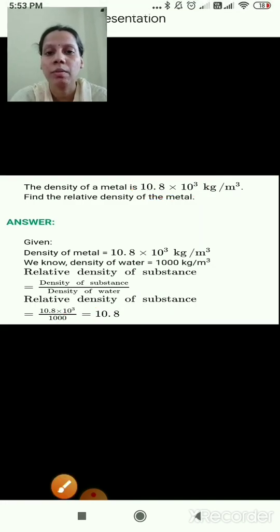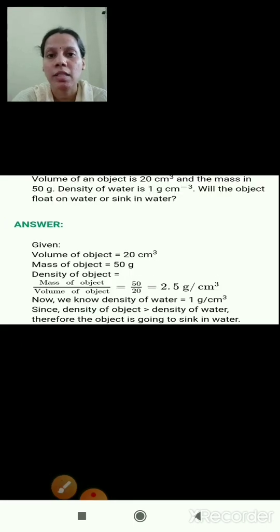Now the next sum. Volume of an object is 20 centimeter cube and the mass is 50 gram. Density of water is 1 gram per centimeter cube. Will the object float on water or sink in the water? The volume of the object is given, that is 20 centimeter cube, and the mass of the object is given, that is 50 gram. So volume and mass is given. Density you will find out.